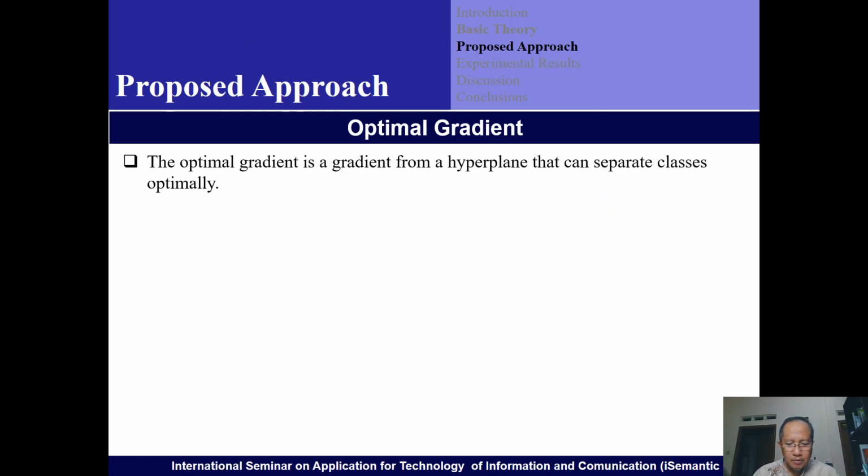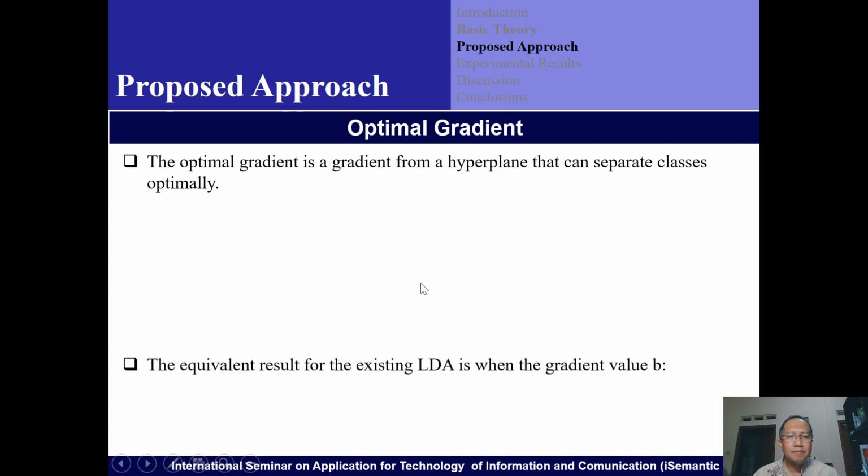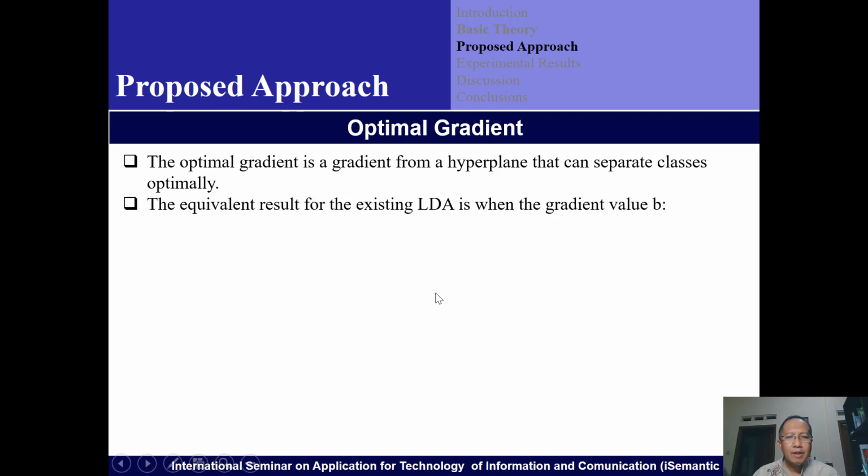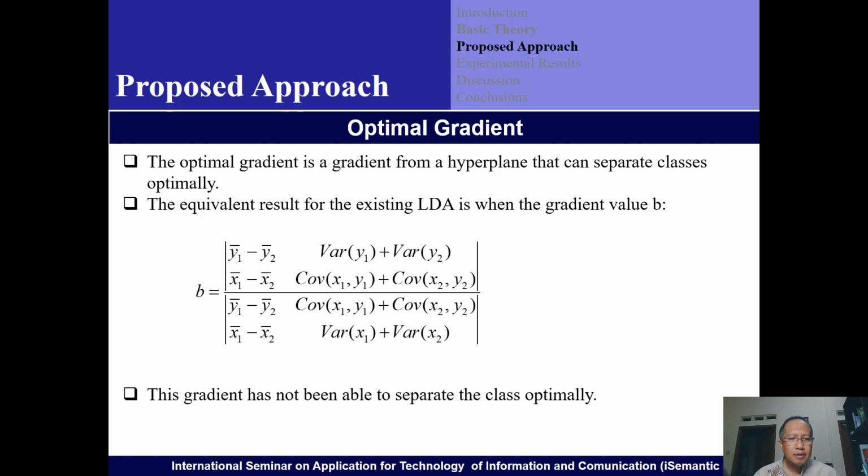The proposed approach is to find the equation of the line that can optimally separate the classes through the search for the optimal gradient. The optimal gradient is a gradient from a hyperplane that can separate classes optimally. The equivalent result for the existing LDA is when the gradient value is b. This gradient has not been able to separate the classes optimally.